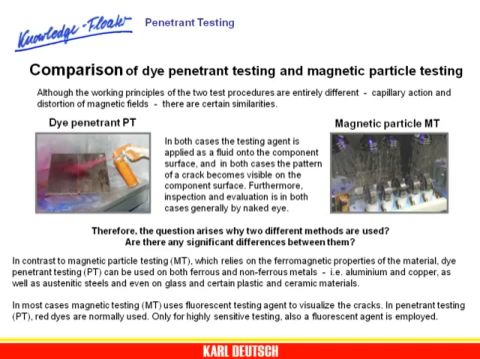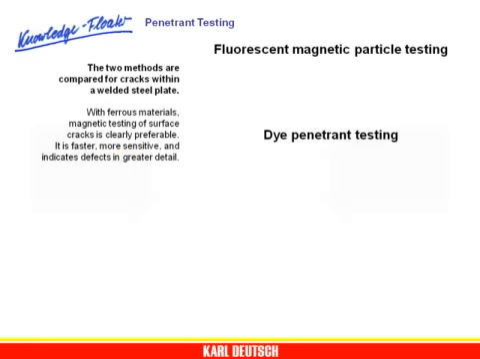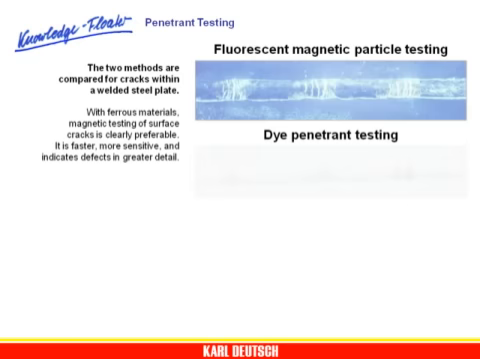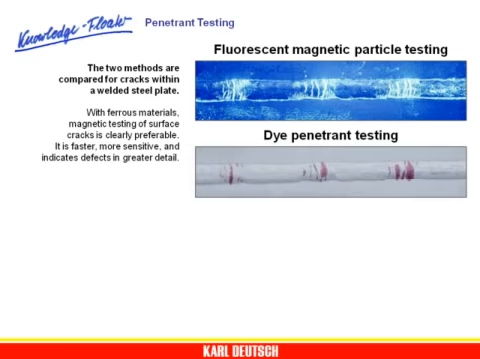In most cases, magnetic particle testing uses a fluorescent testing agent to visualize the cracks. In penetrant testing, red dyes are normally used. Only for highly sensitive testing, also a fluorescent agent is employed. The 2 methods are compared for cracks within a welded steel plate. With ferrous metals, magnetic testing of surface cracks is clearly preferable. It is faster, more sensitive, and indicates defects in greater detail.